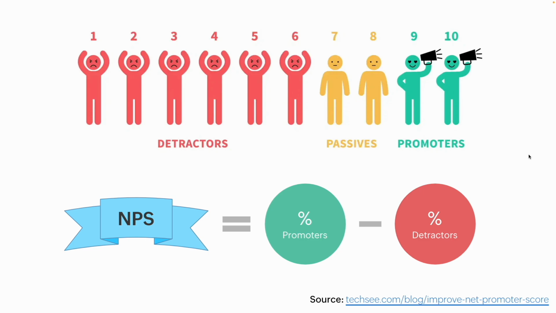And so you can calculate a score by taking the percentage of promoters and subtracting the percentage of detractors. And essentially, if your score is really good, then that means that your brand should be growing through word of mouth. And if your score is really bad, then that means you're probably going to be shrinking, because everyone's going to be spreading the word like, God, don't you just hate Comcast? Don't use Comcast, man. They suck.